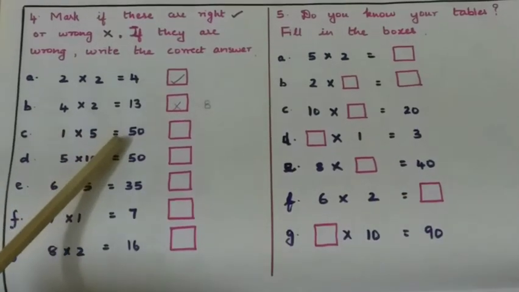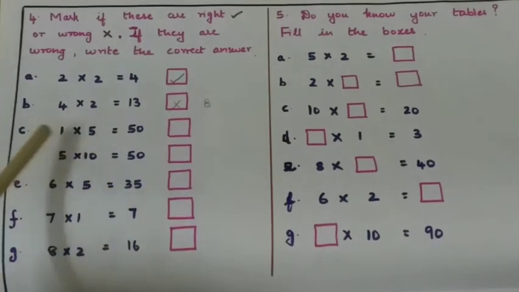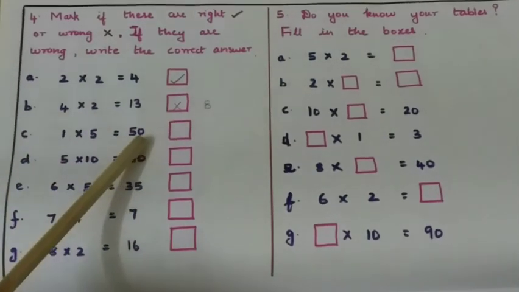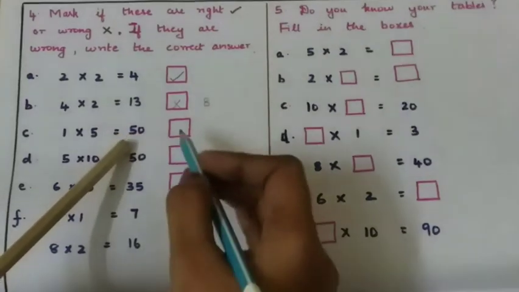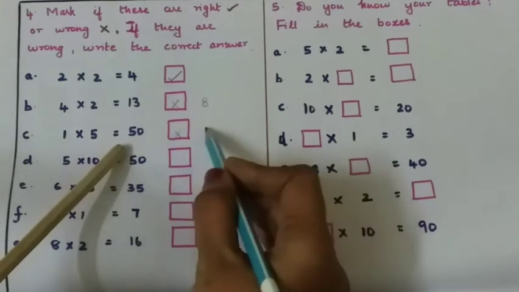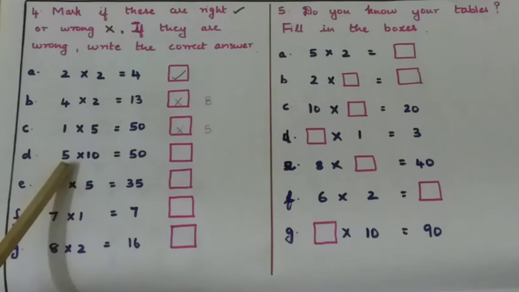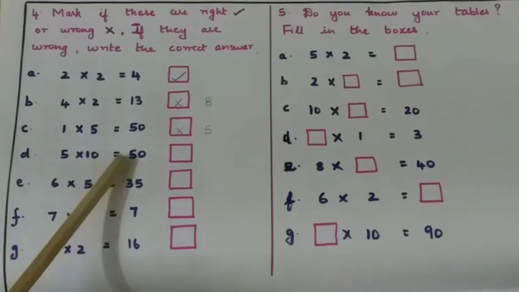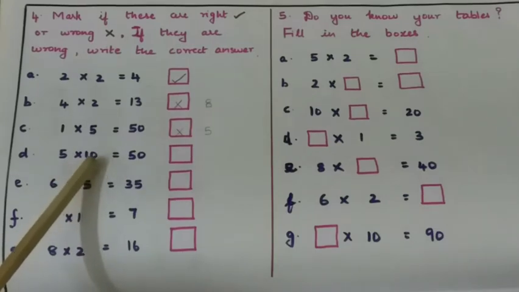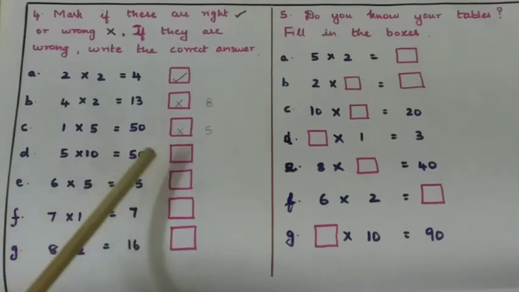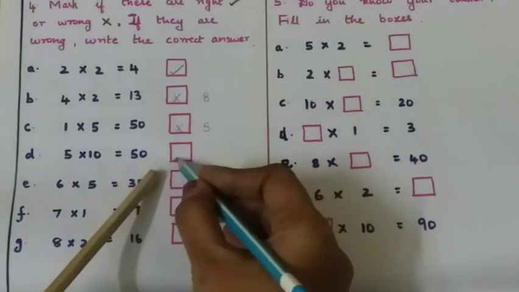Let's take the next one. 1 into 5 equals 50. Is this correct? No, because 10 into 5 is only 50. 1 into 5 is the same 5. So this is wrong and the child needs to write the correct answer beside the box. Let's take the next one. 5 into 10 equals 50. Is this correct? Yes, it is. Because any number with which 10 is being multiplied, the result is going to be the same number followed by a 0. So this is correct.